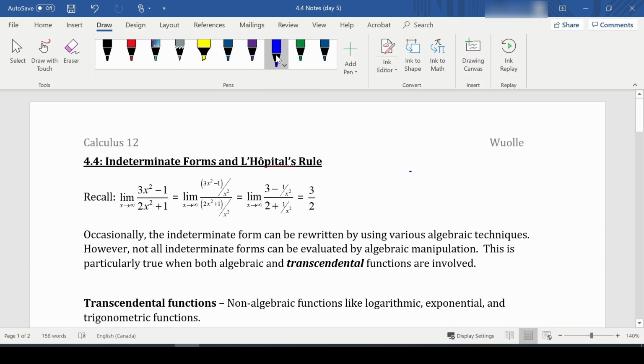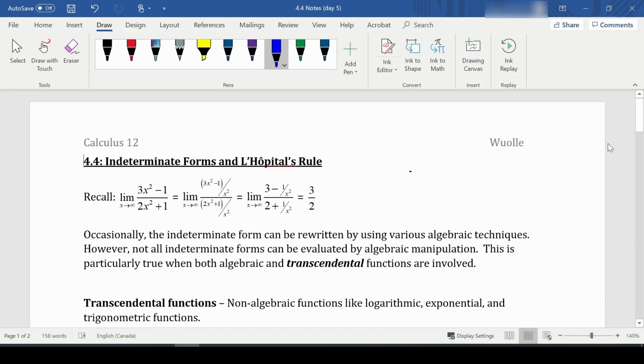Hello and welcome to 4.4, where we're going to be dealing with limits again and something called indeterminate forms. We're going to be looking at a rule called L'Hopital's rule. Before you start today's lesson, I'm hoping that you did the 4.4 review lesson and went back to chapter 2 if necessary to refresh yourself on limits as x approaches infinity, because you will need that knowledge for today's stuff.